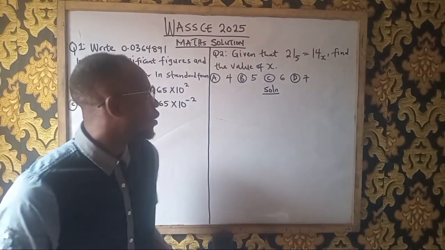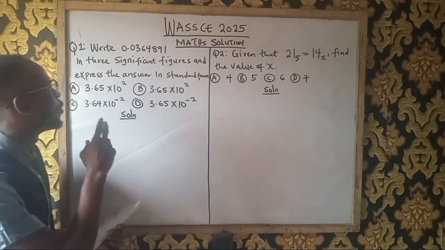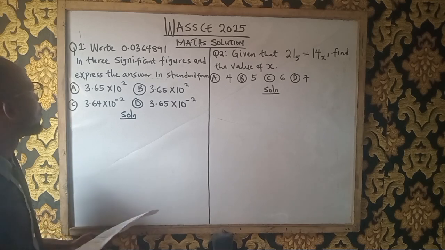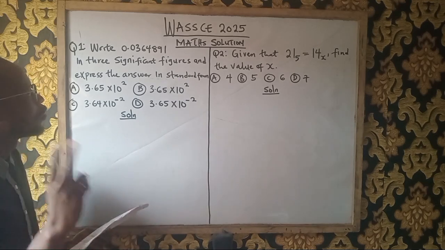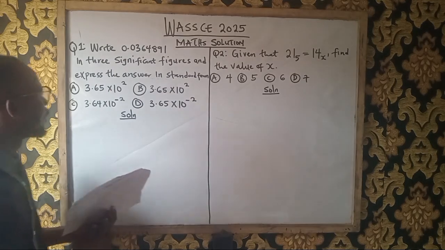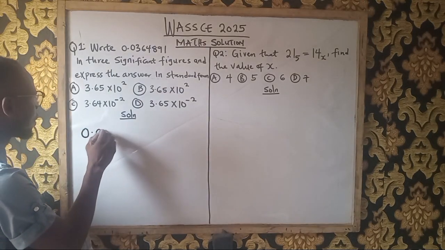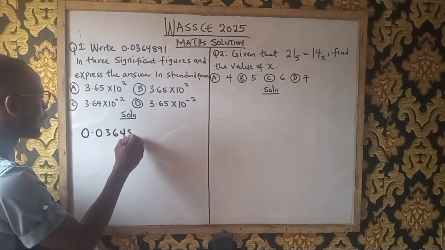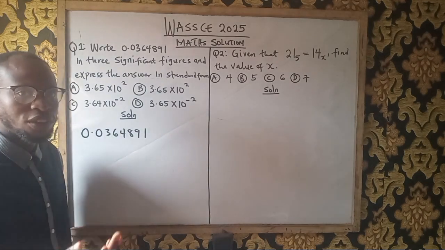Now, the first question says we should write 0.0364891 in three significant figures and express the answer in standard form. So we have to take two steps here. The first step is to express this number in three significant figures, which means I have 0.0364891, right? So let's first take it to three significant figures.